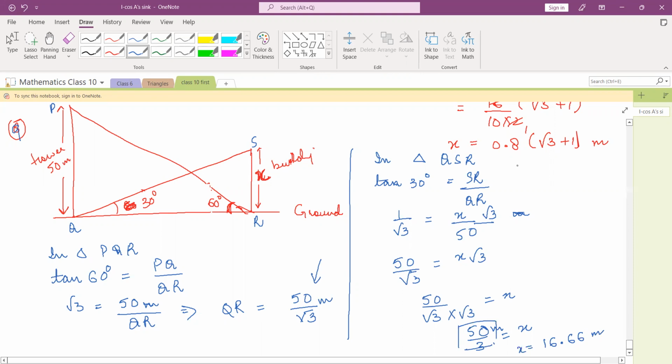Yeah, this was x into root 3, right? Okay. So in the first step, I'm taking this 50 here. So it becomes 50 by under root 3. And on the right hand side, I have x into root 3, right? In the next step, this root 3 will become in the denominator if I cross multiply. Yeah, 1 root 3 was actually here. Okay, let me solve it again.